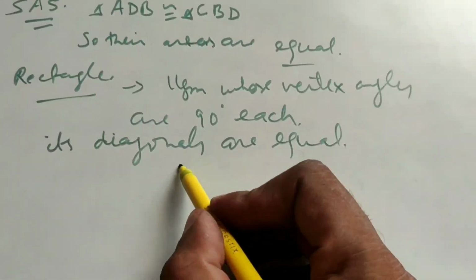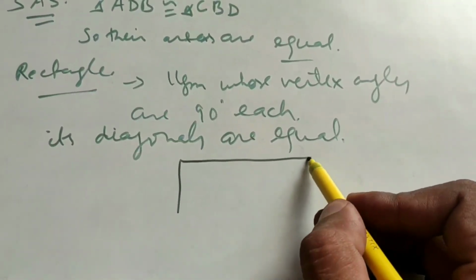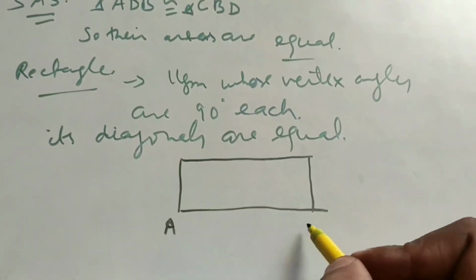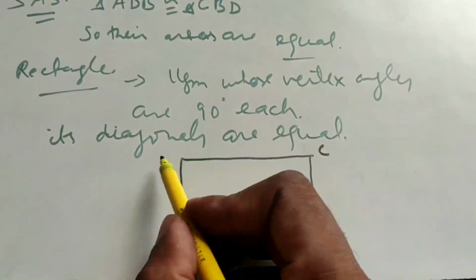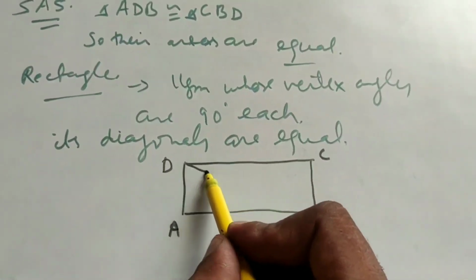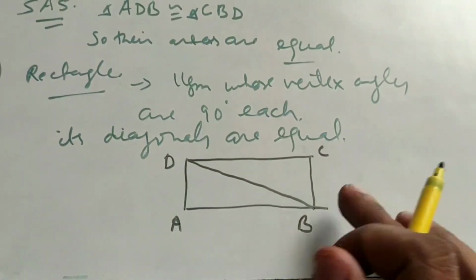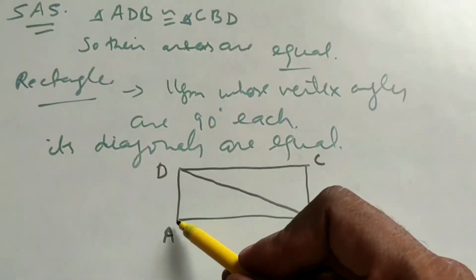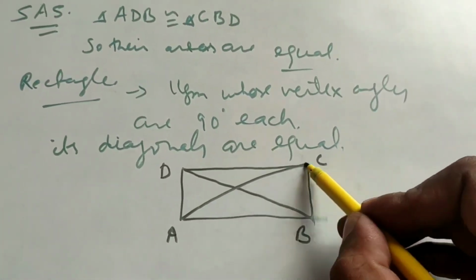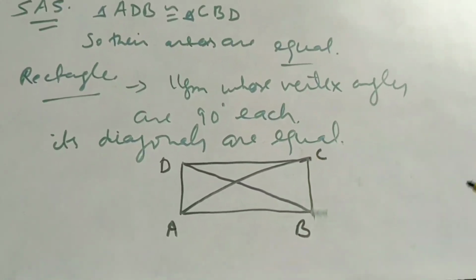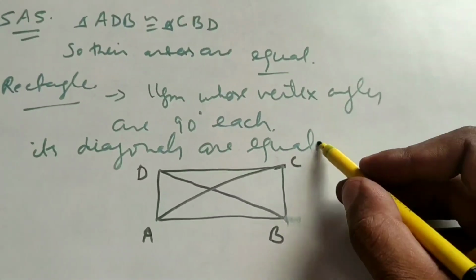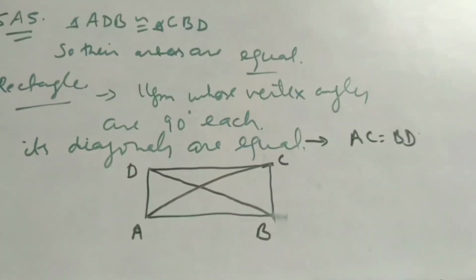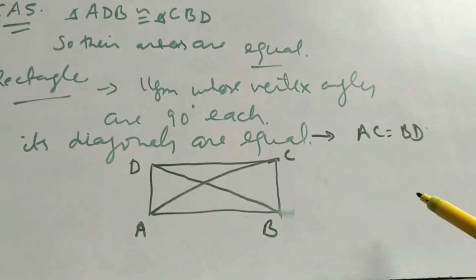So now suppose this is a rectangle ABCD. This is the diagonal BD, and the other diagonal is AC. So we are saying that in the case of a rectangle, AC will be equal to BD. Only then will the lengths be equal.